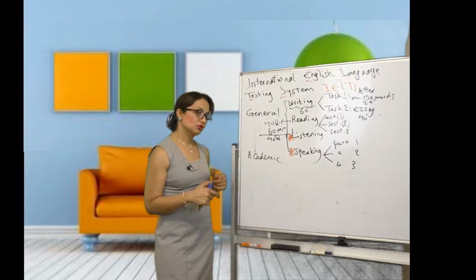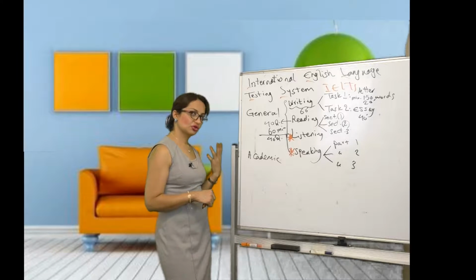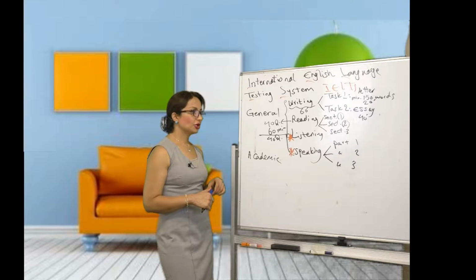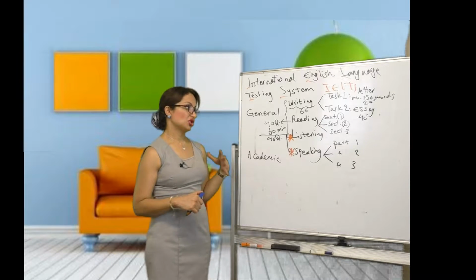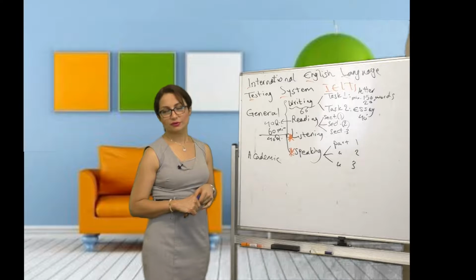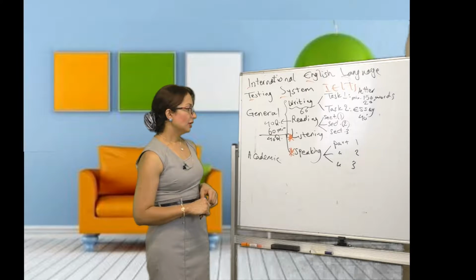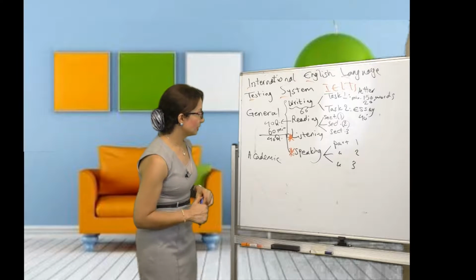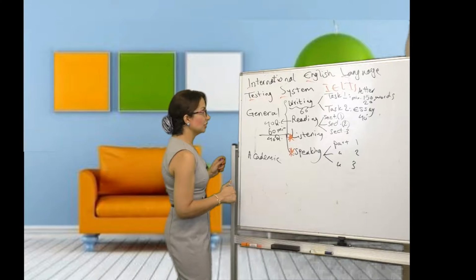Part 3 is a two-way discussion. The examiner asks questions, the candidate answers. It's like challenging and challenging back. In Part 2, it's very unlikely that the examiner stops or interrupts the candidate, while in Part 3, they will. So the time for speaking is generally 11 to 15 minutes, and it's the same for academic and general.